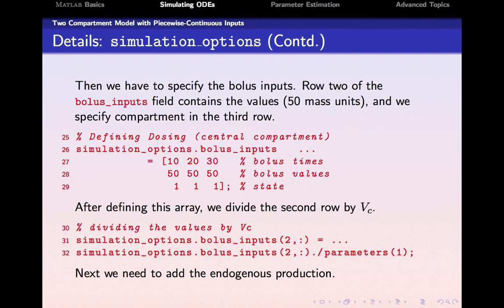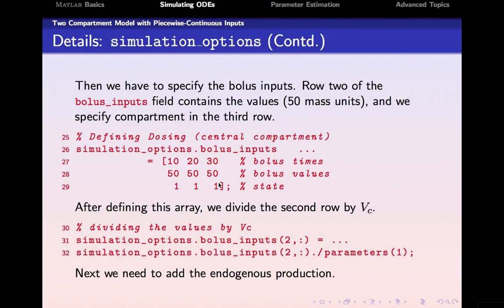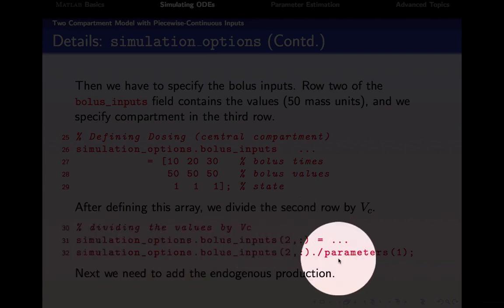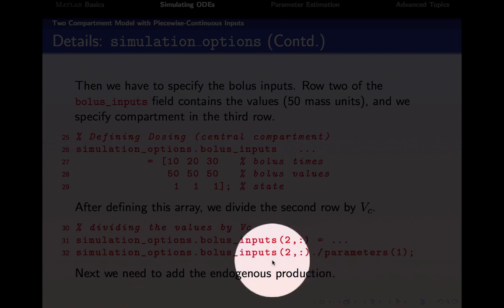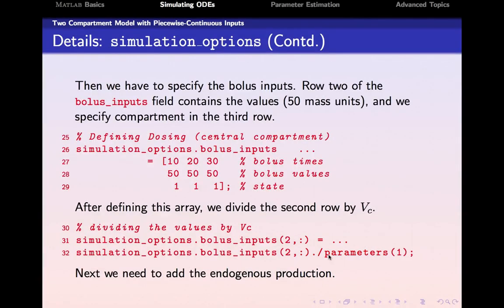Next, we need to specify when we have boluses. Our bolus times are 10, 20, and 30. They are values of 50 each, and they all go into state 1. Now remember that these bolus values are in moles, and we need to convert them into concentration. So I take the second row of bolus inputs, and I set it equal to the second row divided by the very first parameter, which is our VC. So here I've converted the amounts into concentrations.